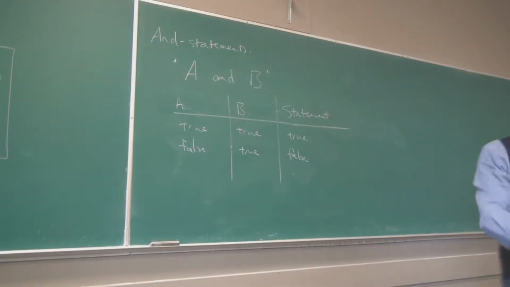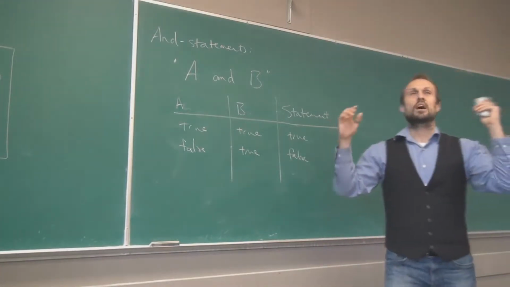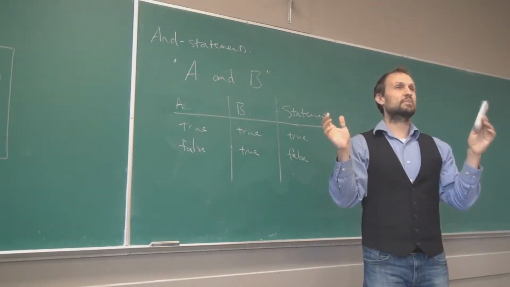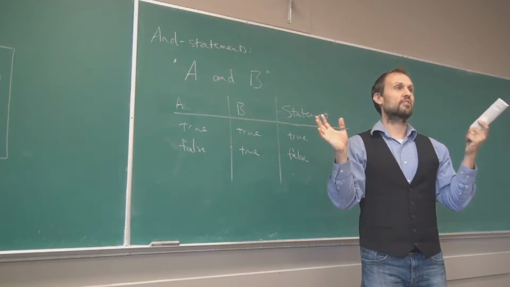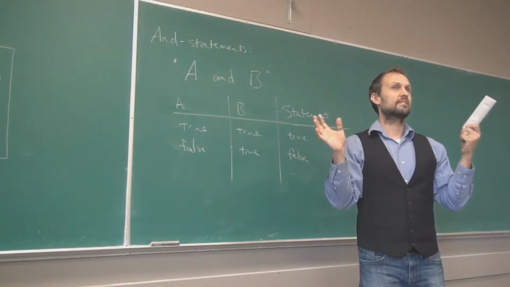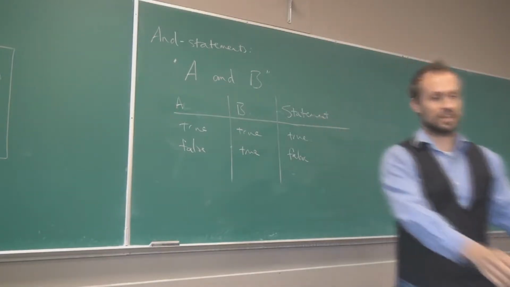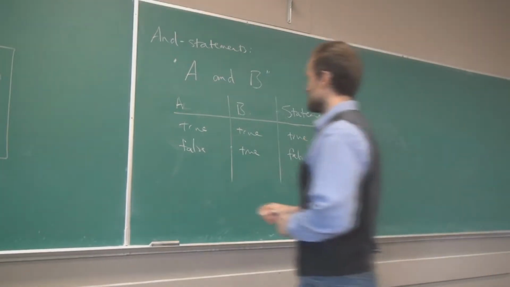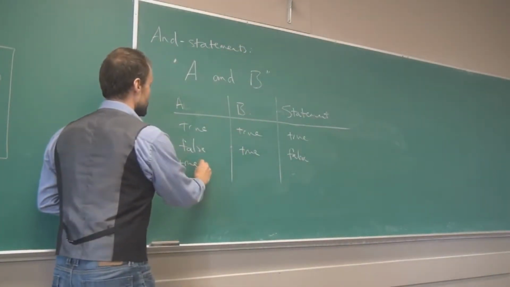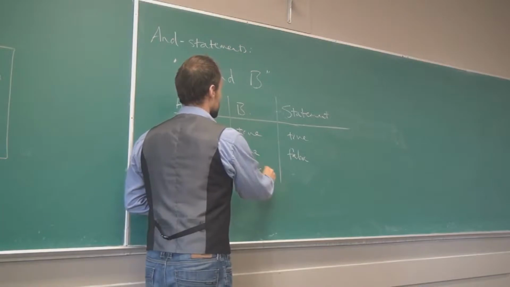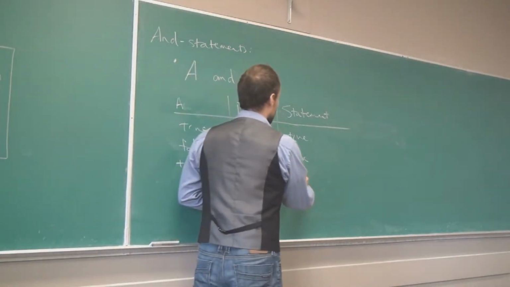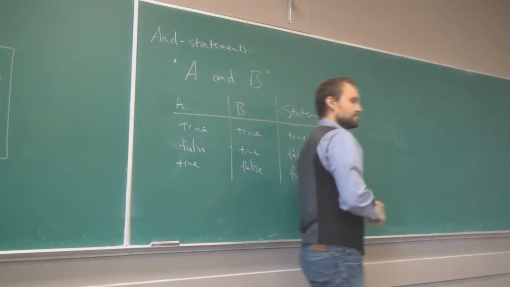Let's go the other way. Statement: I have a remote in my hand and I have a piece of chalk in my hand. True or false? False again, because I lied about the second one. The first part was true, the second part was false. I didn't have a piece of chalk, and that made the whole thing false.